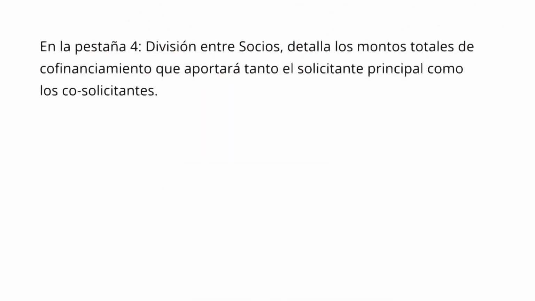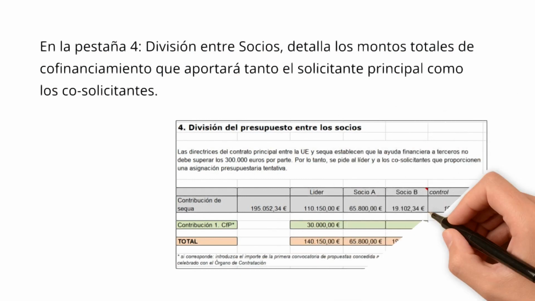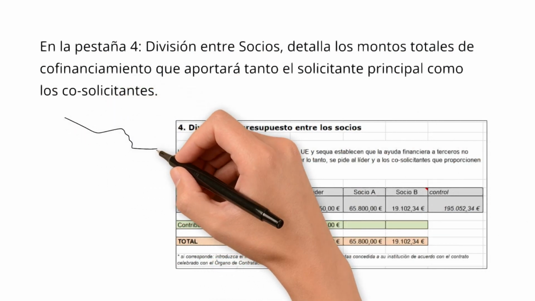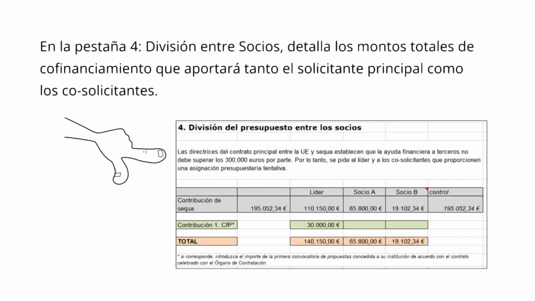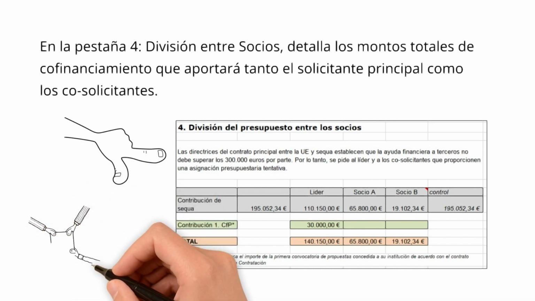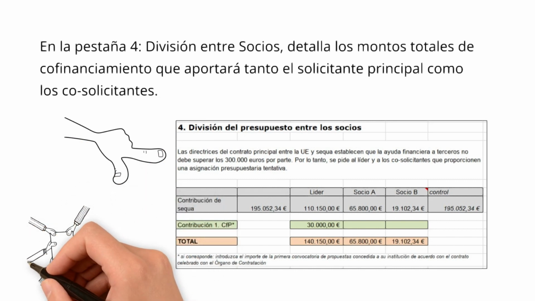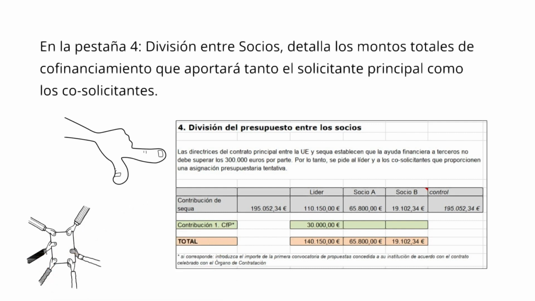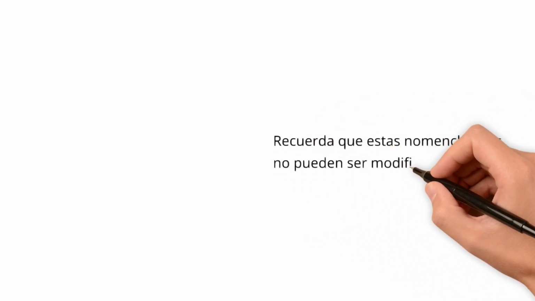On tab 4, Partner Split, you detail the total co-financing amounts you will provide to both the lead applicant and co-applicants. Remember that these nomenclatures cannot be modified.